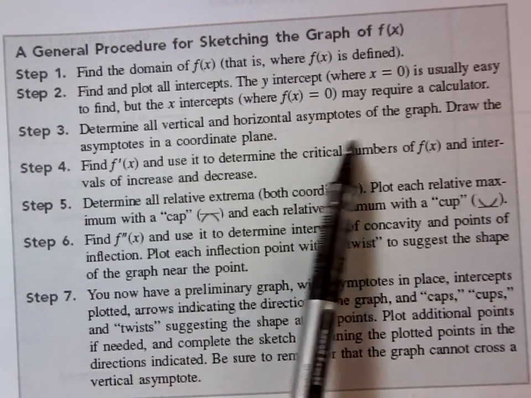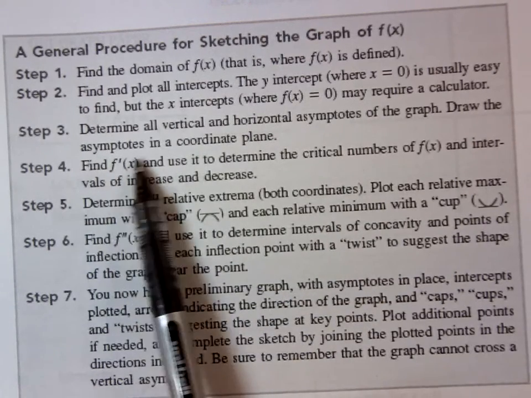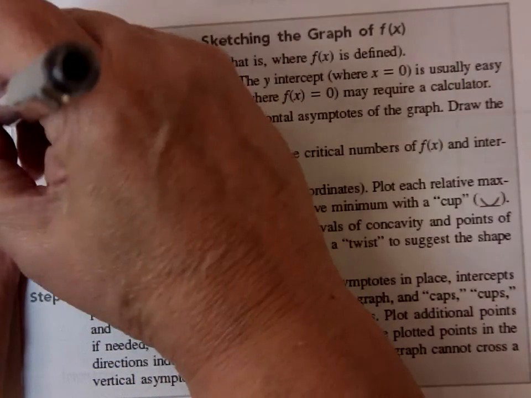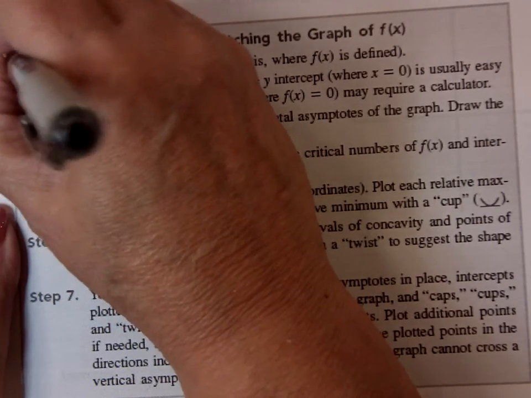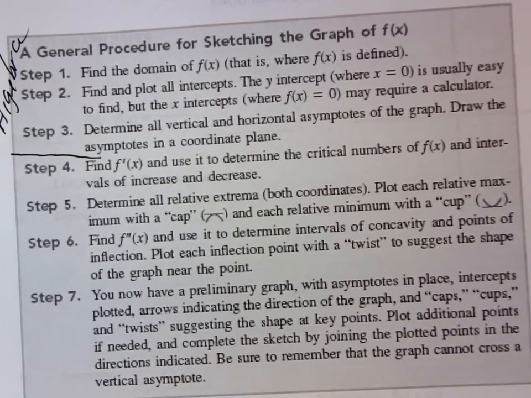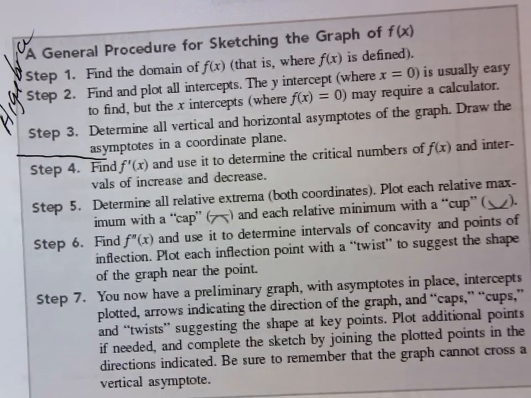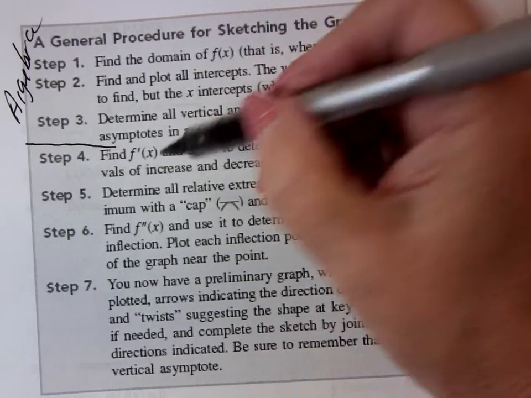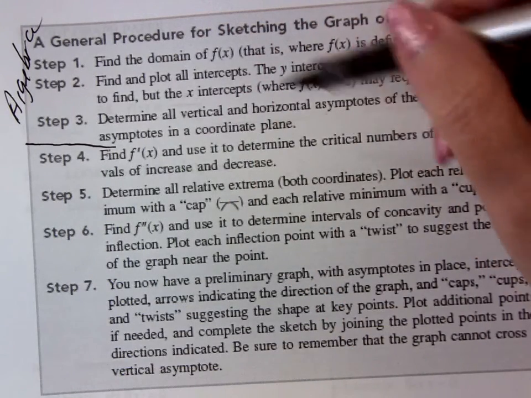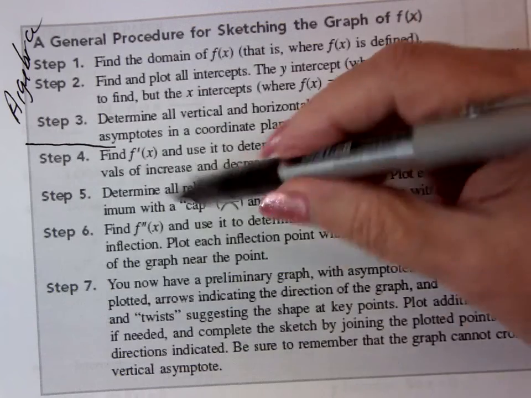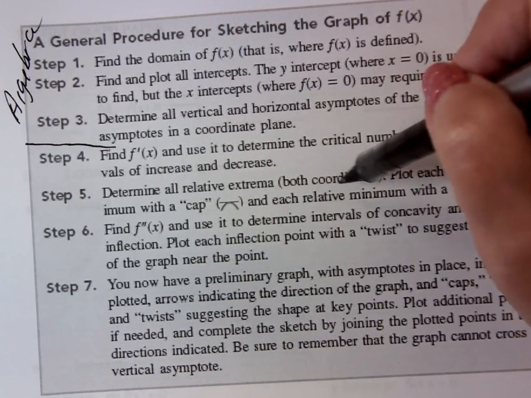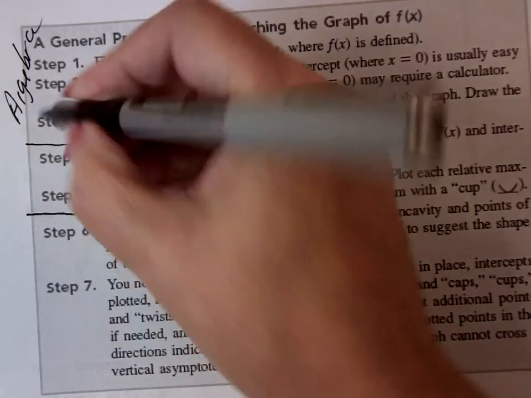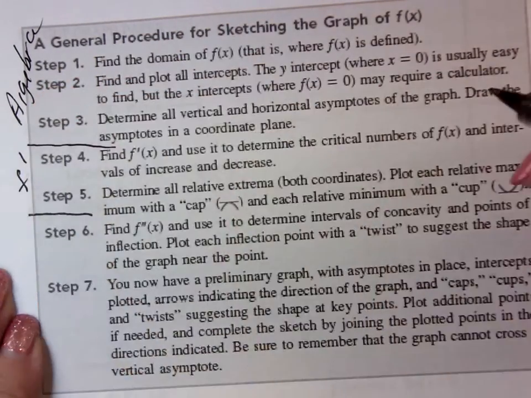Determine all horizontal and vertical asymptotes in the coordinate plane. Now notice the first three steps are algebra. That's algebra. Step 4, find f prime, use it to determine the critical numbers and intervals of increasing and decreasing, determine all relative maximum and minimum, etc. So steps 4 and 5 are f prime.